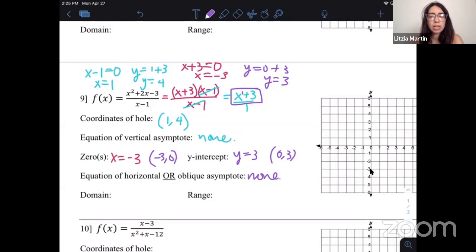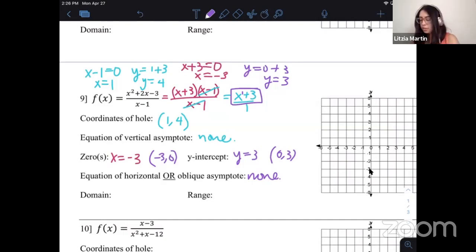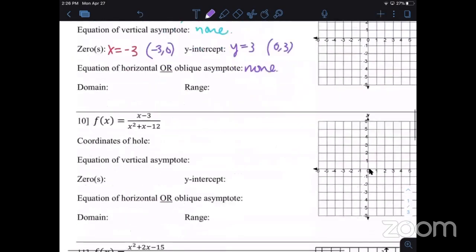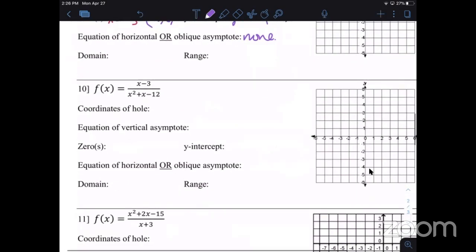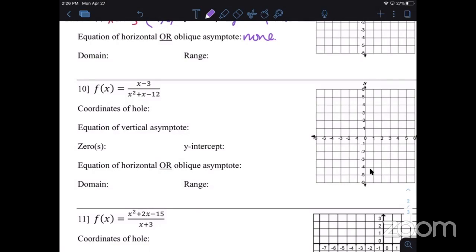Okay. Do we want to see any other problems from the homework? Could you do the one under it? Sure. We didn't have to graph these, right? No, you didn't have to graph it. Yeah. And then the domain and range, we didn't do that either.